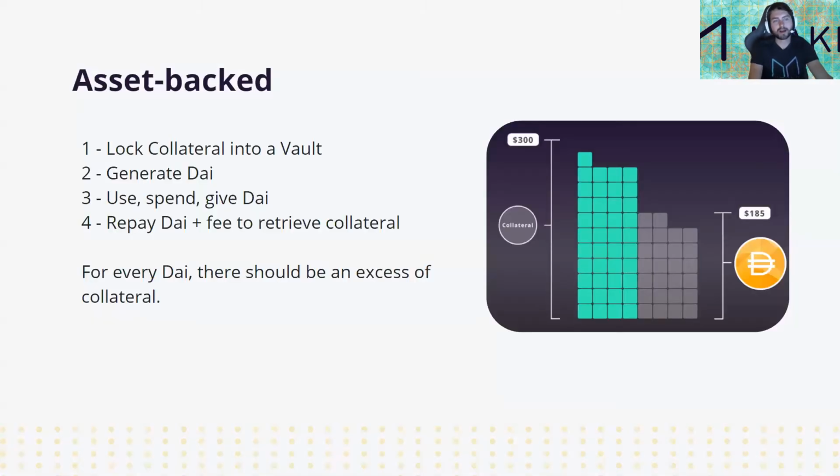When we say DAI is asset-backed, it basically means that we have these smart contracts on the Ethereum blockchain, where people can deposit collateral, currently 13 different types. We have 25 more types in the pipeline. You lock up the collateral, and based on the value of the collateral, you can generate a certain amount of DAI. You can use, spend, or give the DAI. To retrieve your collateral again, you need to repay the DAI plus a fee. So that means that for every single DAI out there, there's an excess of collateral.